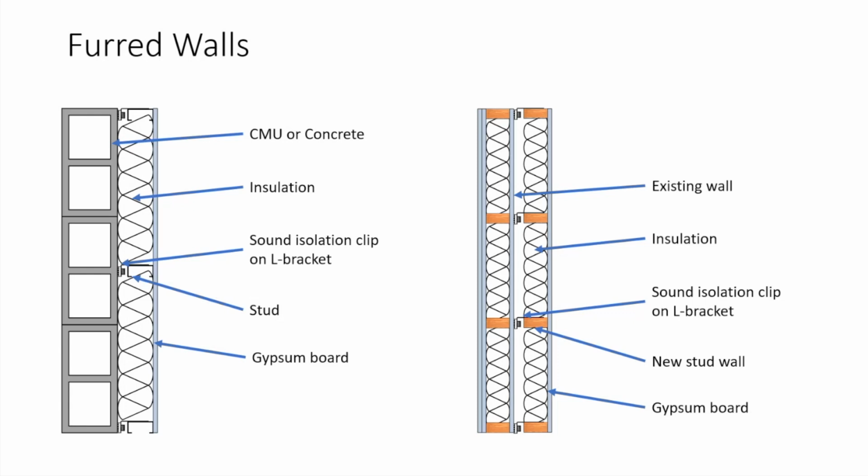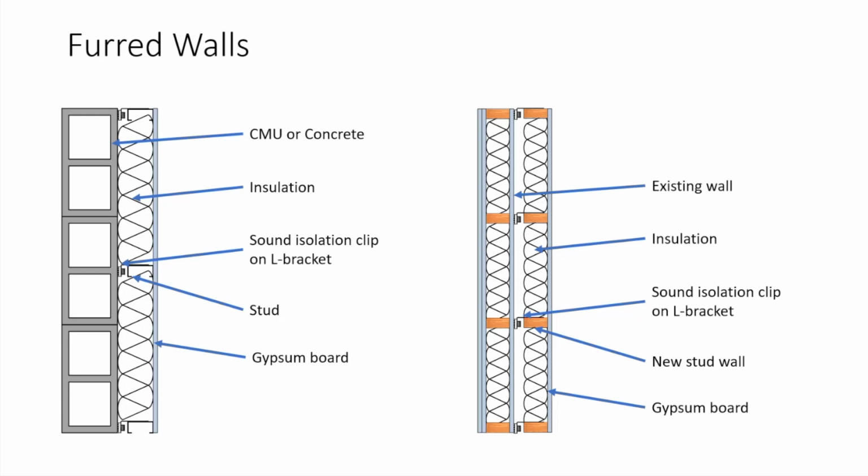But again, that creates a structural connection and creates more sound transmission through. So you can use an isolated bracket, just a little L bracket with a rubber isolator on it, for instance, to isolate that connection. So you still get that structural tie back, but you don't get that acoustical transmission from one side to the other.